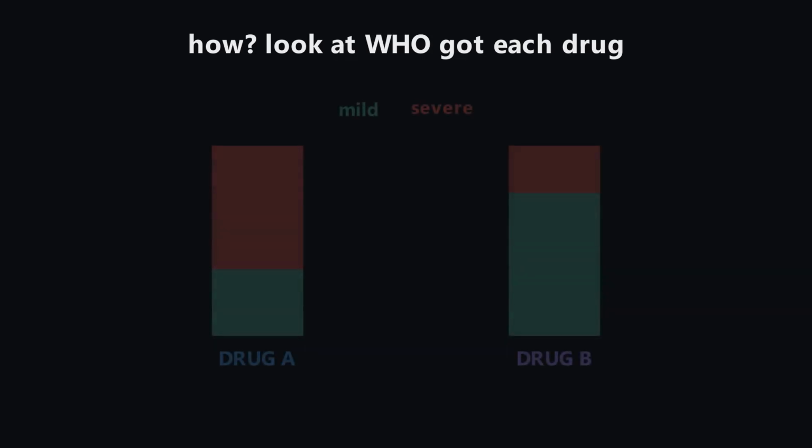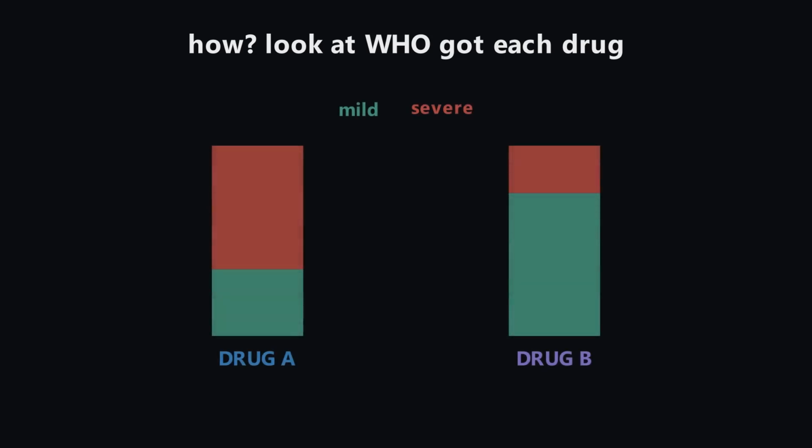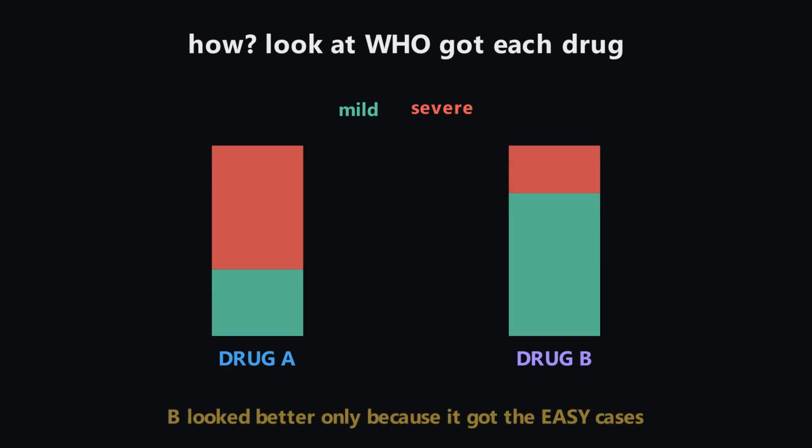How can a drug win every battle but lose the war? Look at who actually got each drug. Drug A was mostly given to severe cases, the hard ones, where cure rates are low for everyone. Drug B mostly went to mild cases, the easy ones. So drug B's higher overall score isn't because it's better. It's because it was handed easier patients. A hidden variable, the severity of the case, is pulling the strings.